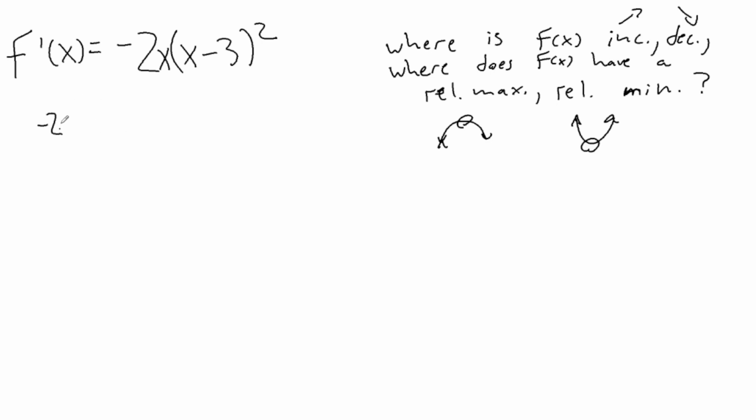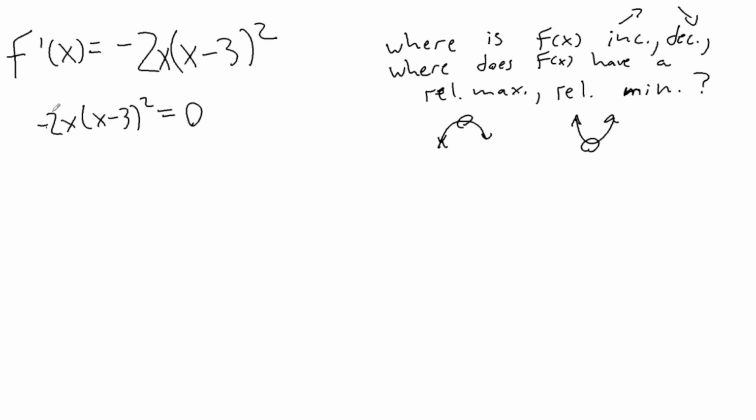So negative 2x times x minus 3 squared equals 0. We could try to solve all this algebraically, but I think it's going to be quicker and easier if we just look at it and find where this is going to equal 0. What number can we plug in for each of these x's that's going to make this equal to 0?